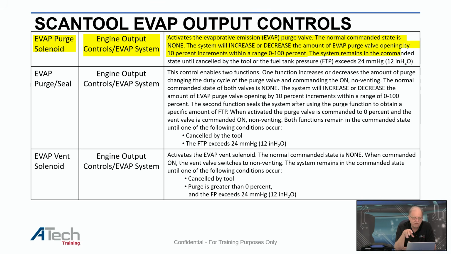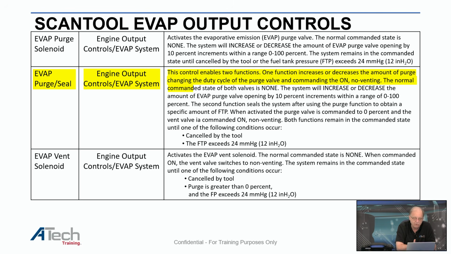Now the system remains commanded until it is canceled by the tool, or the fuel tank pressure exceeds 24 millimeters of mercury or 12 inches of water. If you exceed that, it will automatically shut the system down as protection to keep from having damage. The other thing is purge and seal, and it enables two functions. The first thing is it's going to allow you to increase or decrease the duty cycle to the purge valve, and command the canister vent valve on, which means there's no venting, which means you're going to be able to pull a vacuum in the system or pressure.